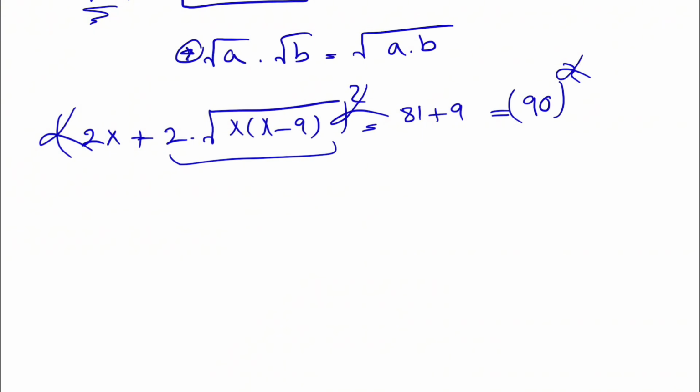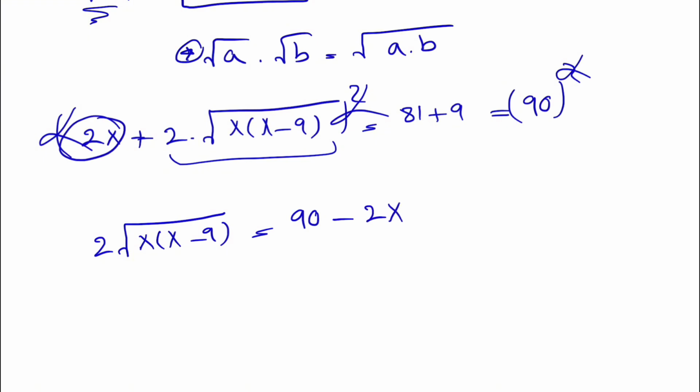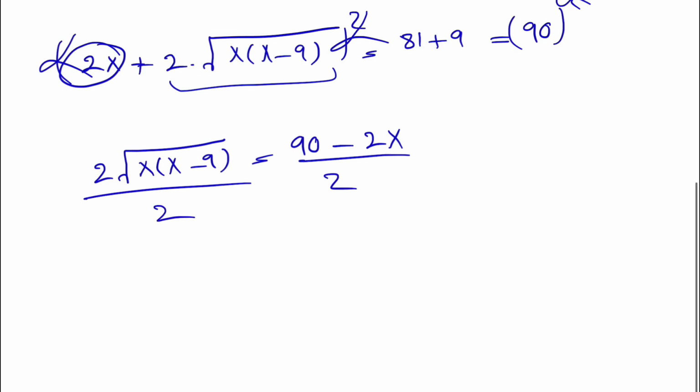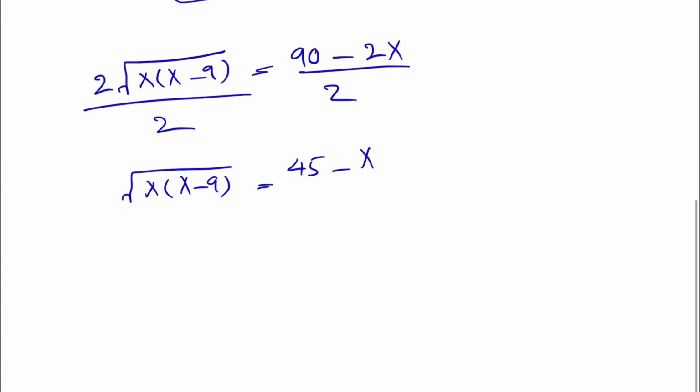So let's see what else we can do. So let's keep 2 times the square root of x times x minus 9, and we bring the 2x to the other side of the equation, so 90, and we have a positive sign in here, so the other side will be minus 2x, and we can divide each side by 2, and if we do that, we get the square root of x times x minus 9 is equal to 90 divided by 2 is 45, minus 2x over 2, which will be x. And we can see if we square each side, now we can get rid of the square root that we have in here.